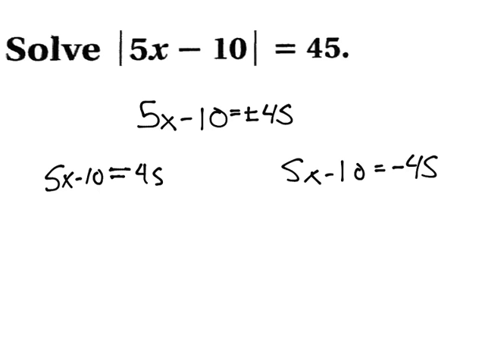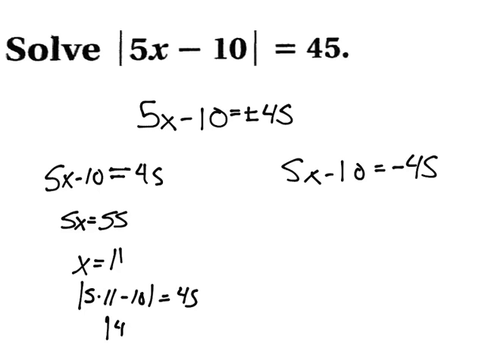Solve it, add 10 to both sides, and you get 5x equals 55. Divide by 5, and you get x equals 11. Plug it back into the original here, and you get 5 times 11 minus 10 equals 45. You end up with the absolute value of 45 equals 45. Therefore, 45 equals 45. That checks out.